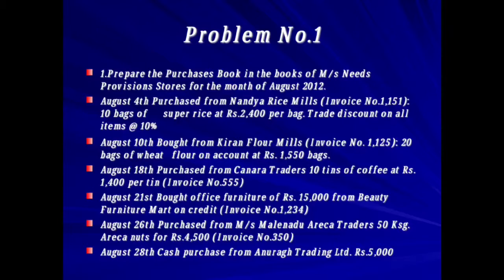August 28th, cash purchases from Anurag Traders Limited for 5,000. Now as it is a cash purchase, we won't record it in the purchase book. You all know, right? Only credit purchases we will record in a purchase book. Cash purchases and asset purchases we won't record in the purchase book. Asset purchases will be recorded in our assets books, and cash purchases will be recorded in the cash book. So only 4 entries we have here.